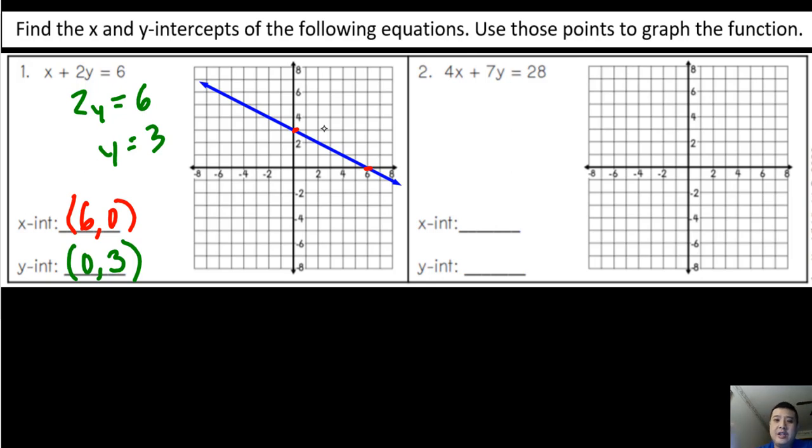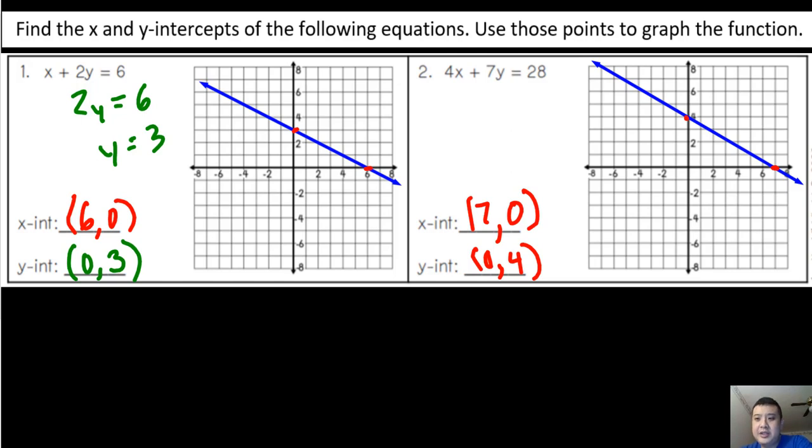Go ahead and try number 2 out on your own. What you should have found is that the x-intercept is (7, 0), and the y-intercept is (0, 4), and the line should look something like that.